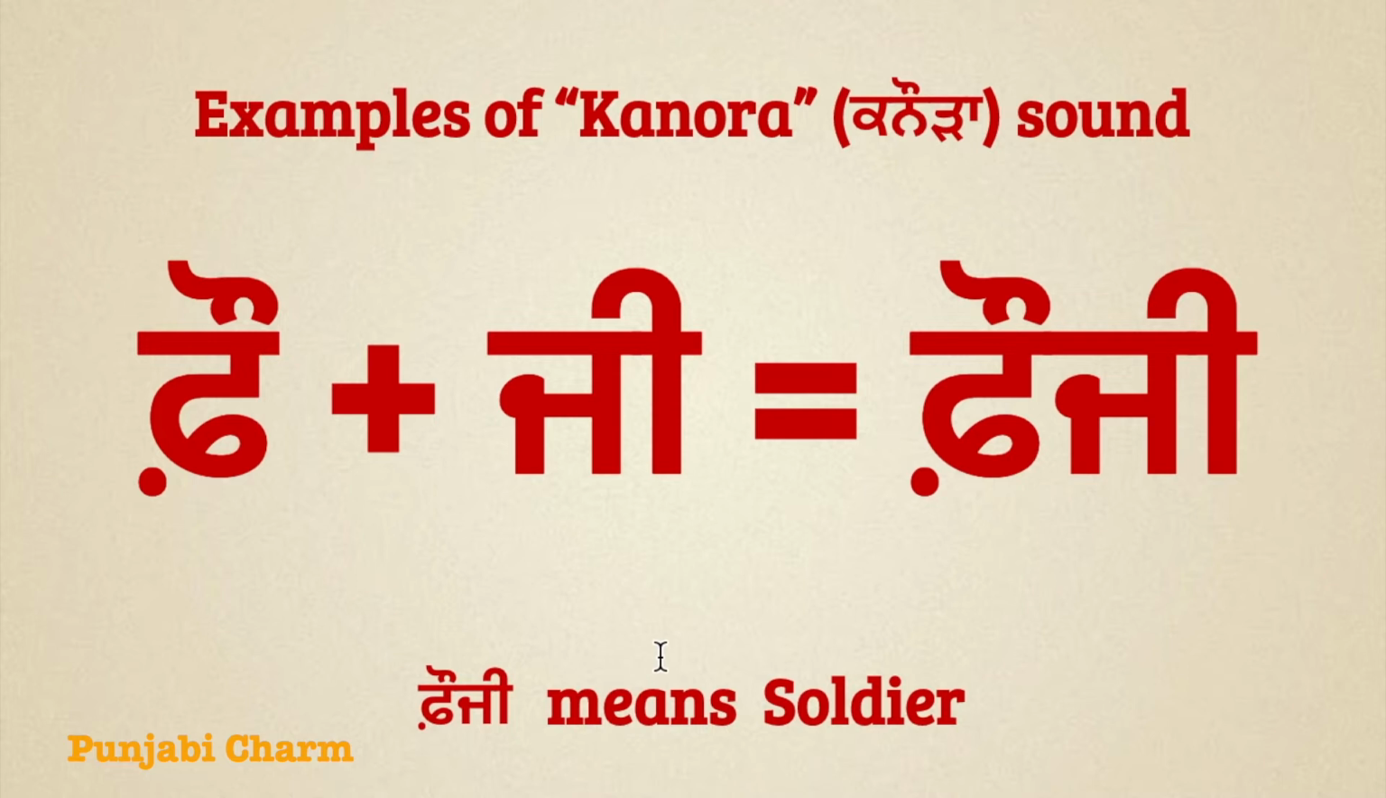The next word is fauji. Fauji means soldier. And to read this word, we can say faffe nu Kanora fa, jajje nu bihari ji, fauji. You can repeat after me. Fauji. Let's check out next word.